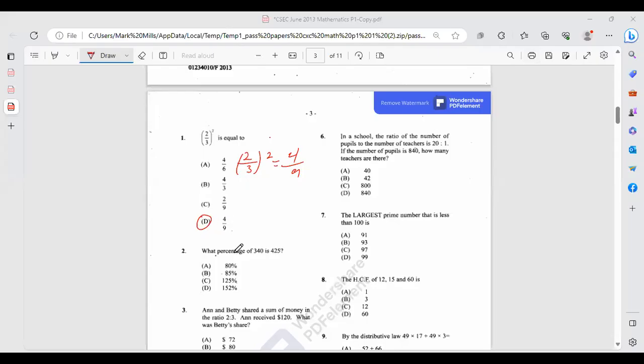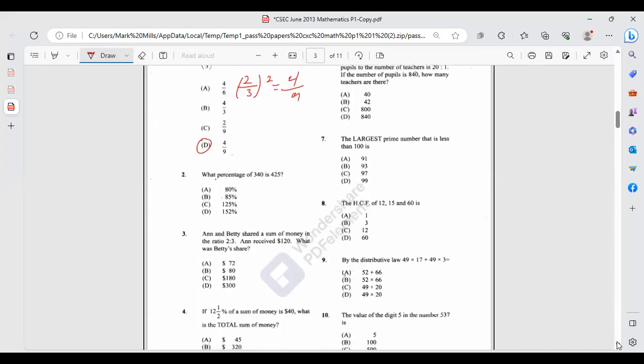All right. So we move on to the next one. What percentage of 340 is 425? How will I work out this? Anybody? 240 over 425 times 100? Nope. Try again. Would it be 425 over 340 times 100? Right. So it will be 425 over 340 times 100.